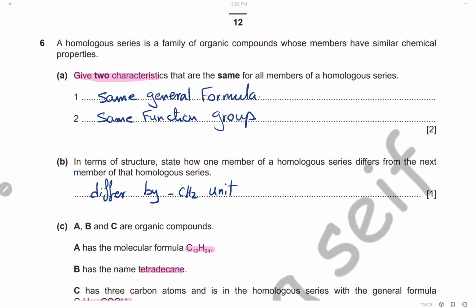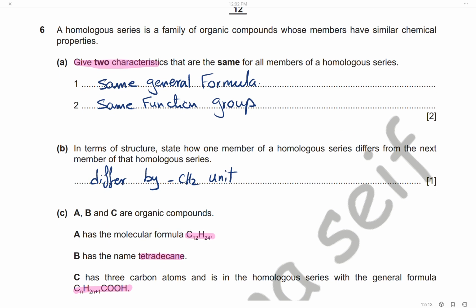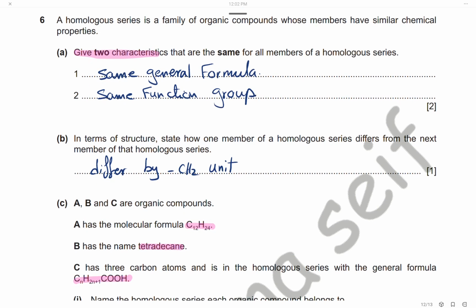Then question 6. A homologous series is a family of organic compounds whose members have similar chemical properties. Give two characteristics that are the same for all members of the homologous series. The members of the same series have the same general formula and the same functional group. In terms of structure, state how one member of the homologous series differs from the next member. Each member differs by CH2.